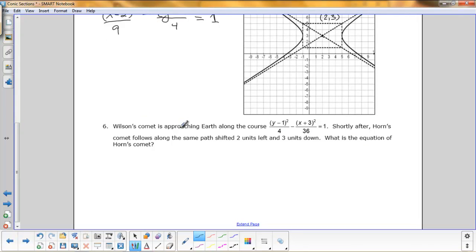Wilson's comet is approaching Earth along this course right here. Shortly after, Horn's comet follows along the same path, but now it's shifted. Okay, so that means that I've got some transformations that I've got to follow through on here.